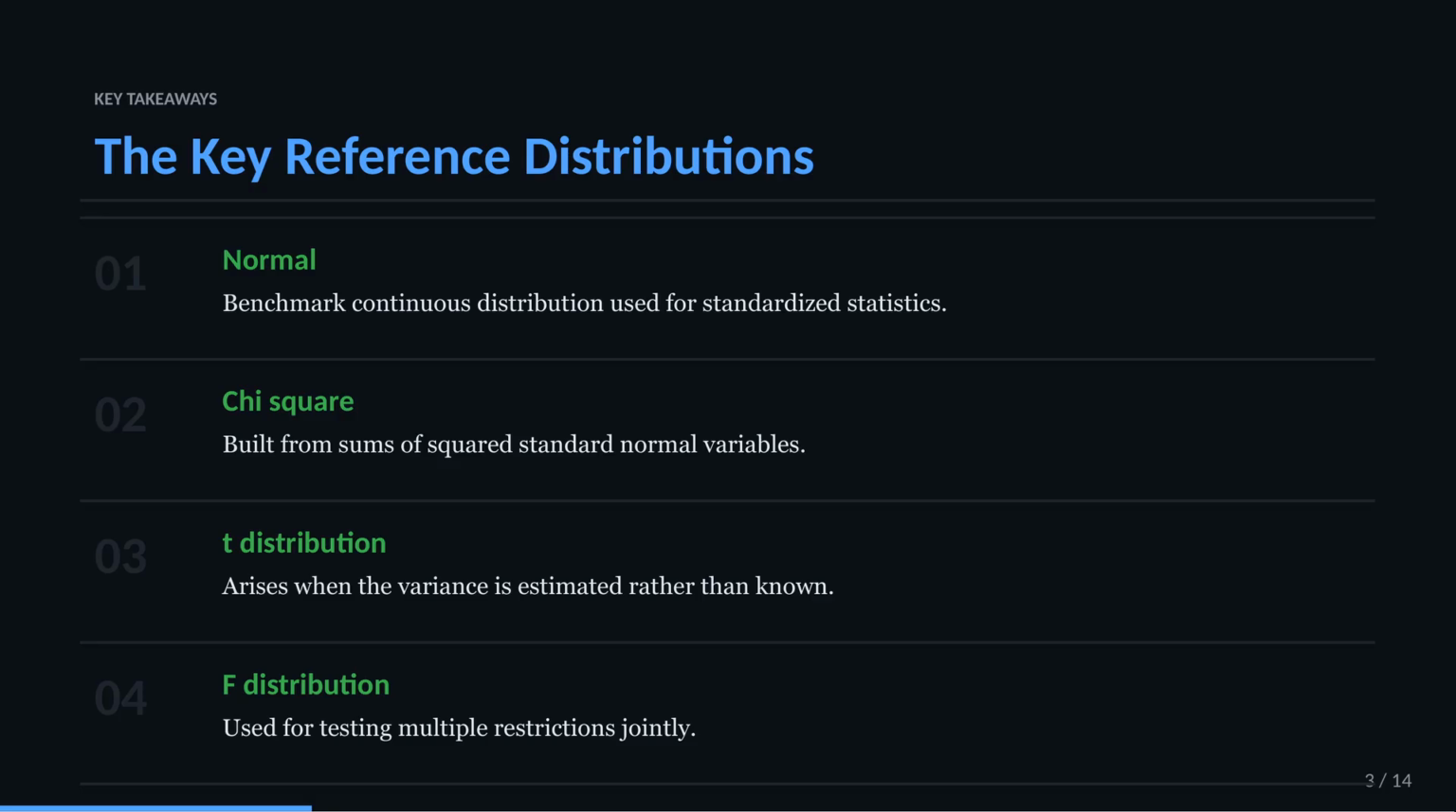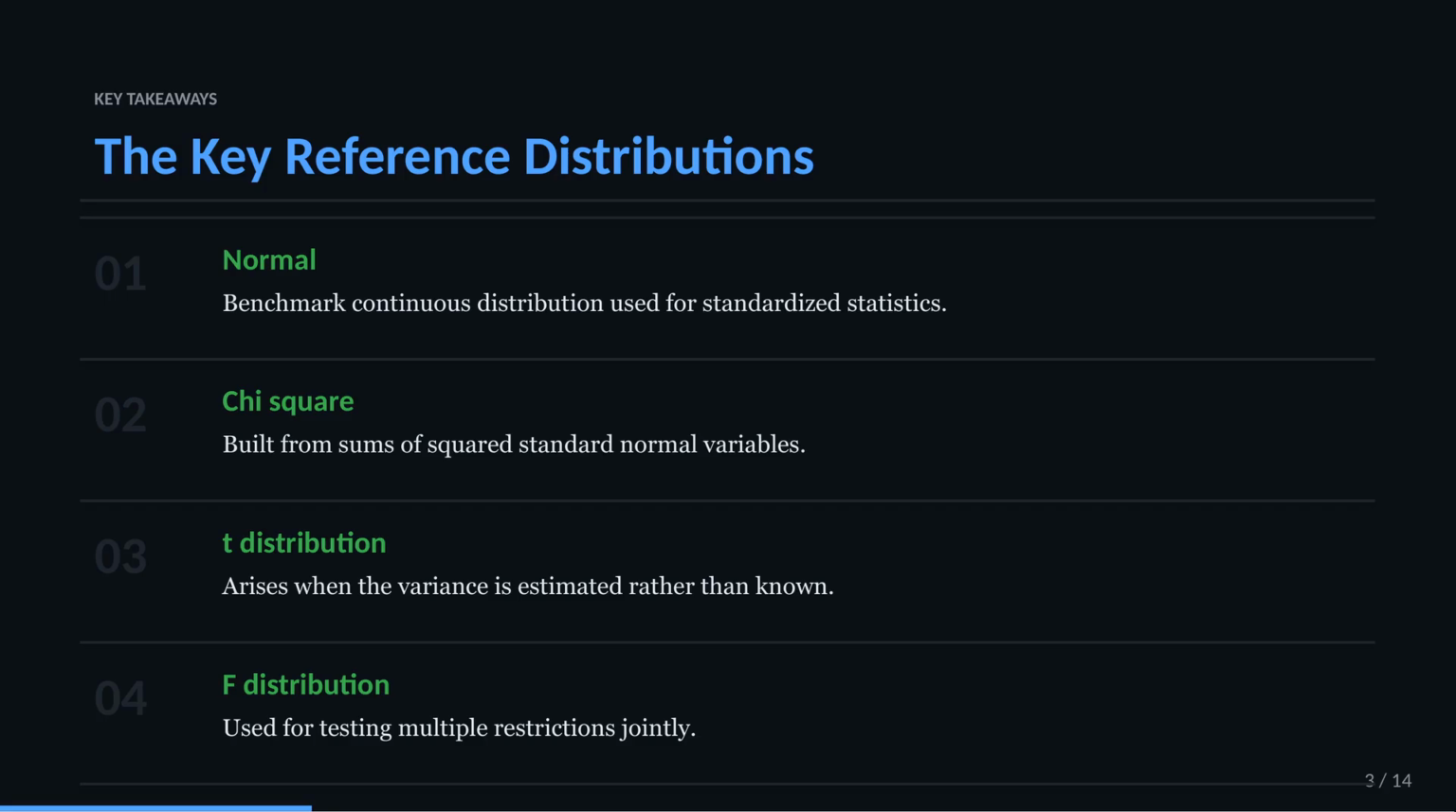To do inference, econometrics relies on a few key probability distributions. The normal distribution is the familiar benchmark. The chi-square distribution comes from sums of squared standard normal variables. The t-distribution appears when we standardize an estimate using an estimated rather than known error variance. And the F-distribution is what we use when we test several restrictions together. So even before hypothesis testing starts, the basic geometry of inference is already sitting inside these reference distributions.